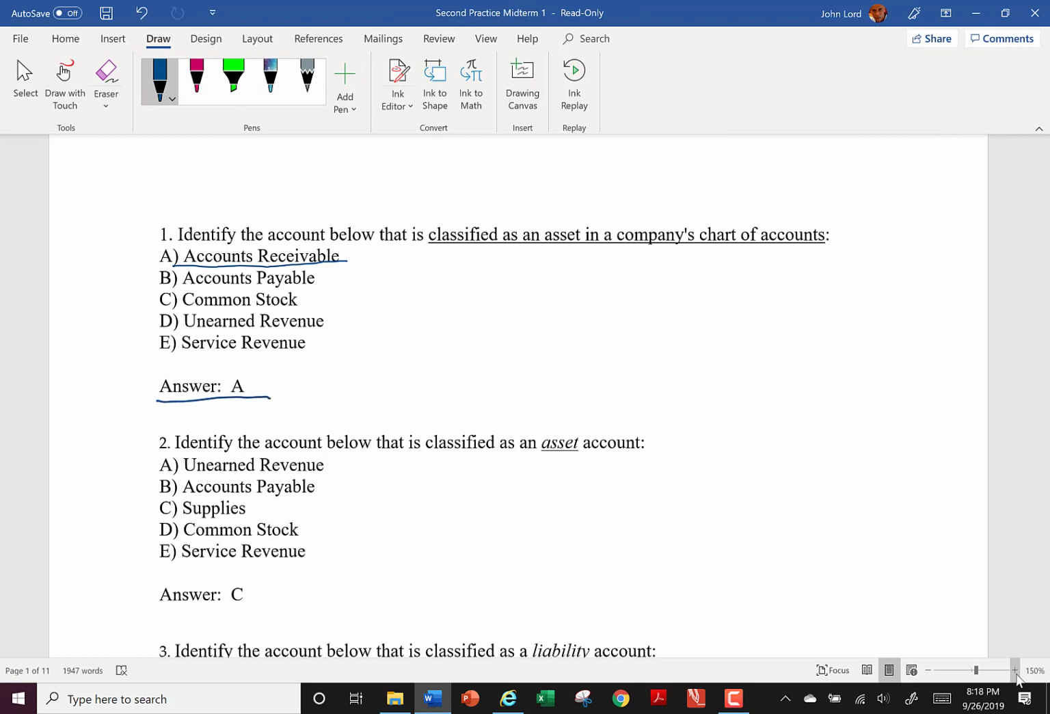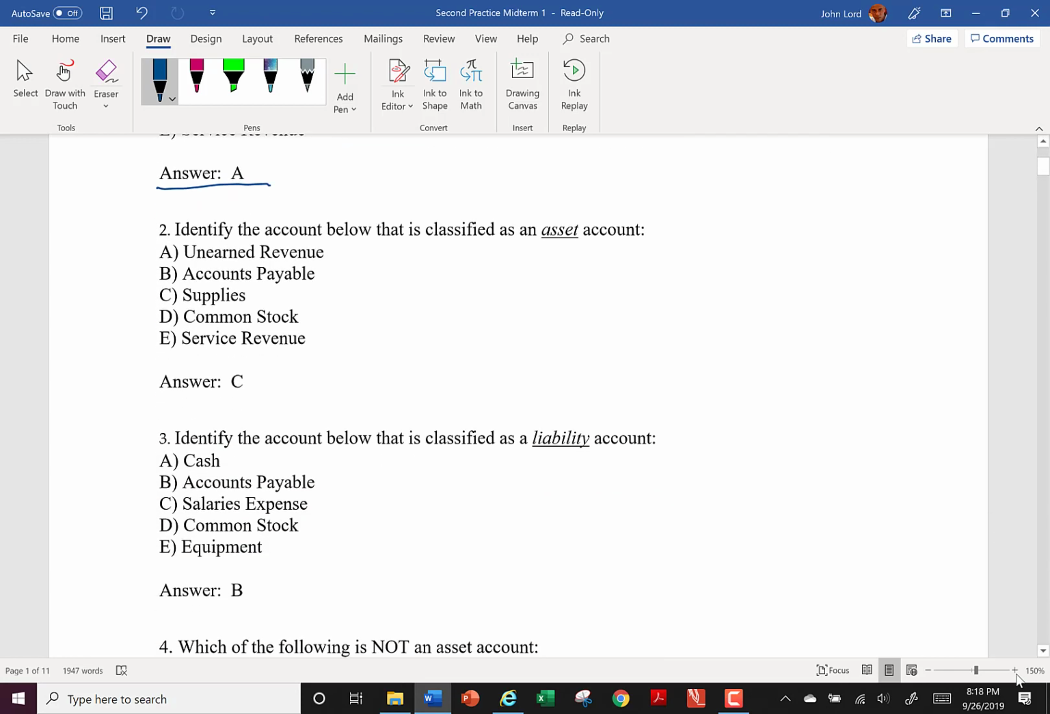Accounts payable is a liability. Common stock is what? Stockholders' equity. Good. Unearned revenue is a liability. Good. And service revenue is, hello, revenue, right? Okay, good. Number 2.